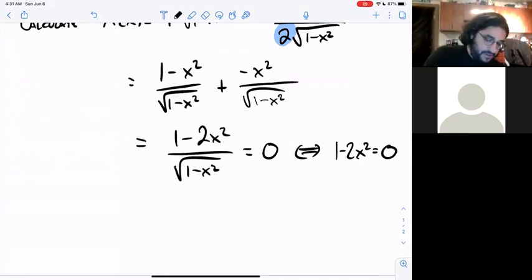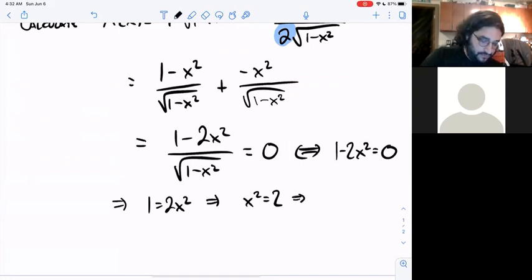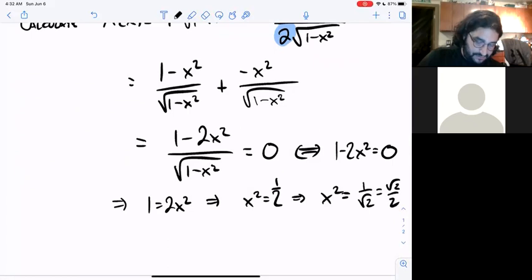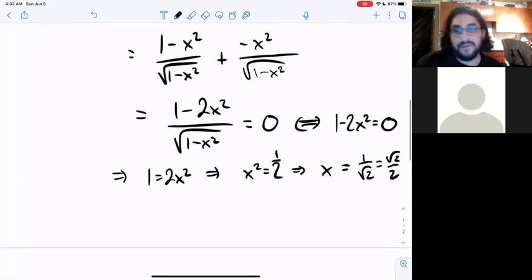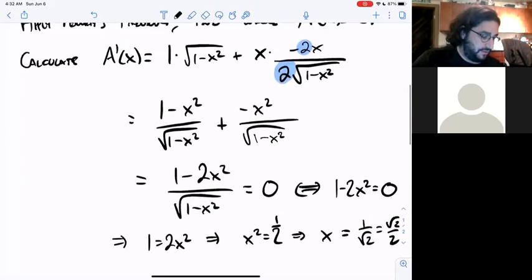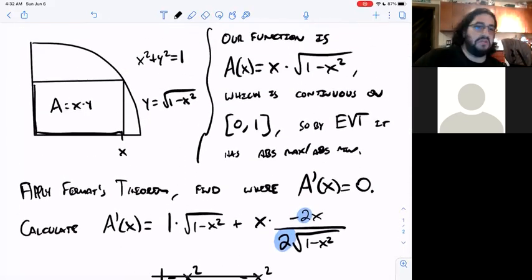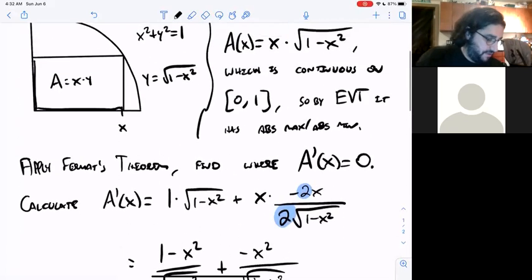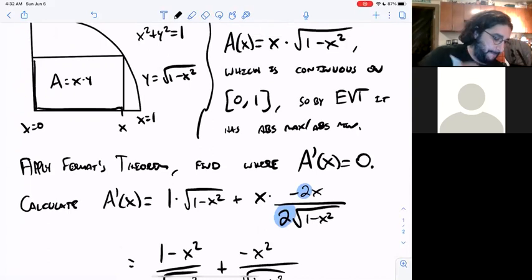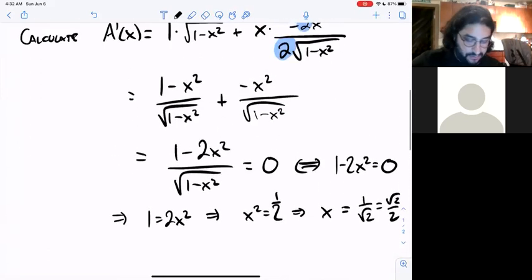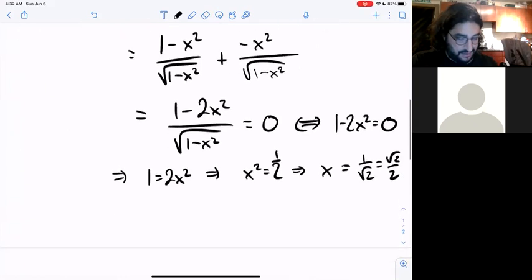So now 1 minus 2x squared equals 0. That's actually easy to solve. Just add the 2x squared, divide by 2, and take the square root. There is our x value. Notice when I took a square root, I didn't put plus or minus, because only the positive value makes sense here. The negative x wouldn't be in the domain. This is x equals 0, this is x equals 1. So what did I get? I got square root of 2 over 2 for x. That's the x value.